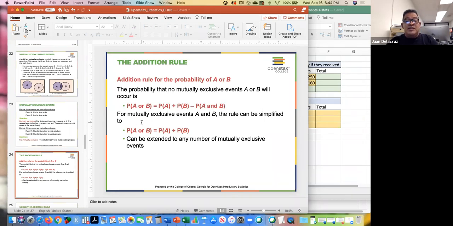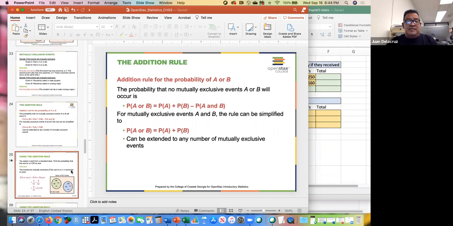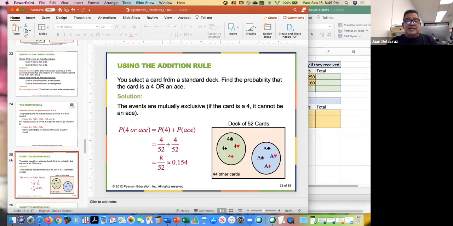For the mutually exclusive events, the rule can be simplified. When they are mutually exclusive, I just add the two different probabilities, and that can be expanded to more cases. In this case, I just deal with A and B. Here, I can deal with some more cases. So we have a small example. This is the addition rule for mutually exclusive events. So those are mutually exclusive.